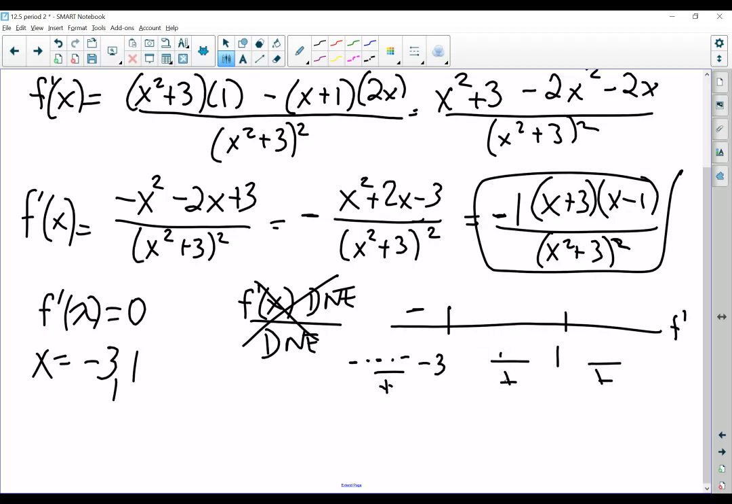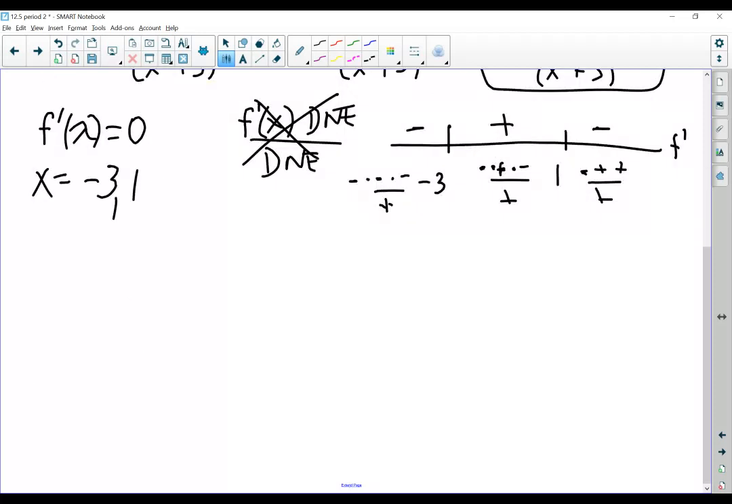Now if I plug in something in between here like 0, I end up with negative 1 times positive 3 times negative. That's a positive. If I plug in 2, I get negative, positive, positive. That whole thing is going to be negative. Okay, so based off of that, I can see that the function decreases, then increases, then decreases. Okay, what I want to do is figure out what is the point at negative 3, what is the point at 1, and also what height the function is approaching at the edges.